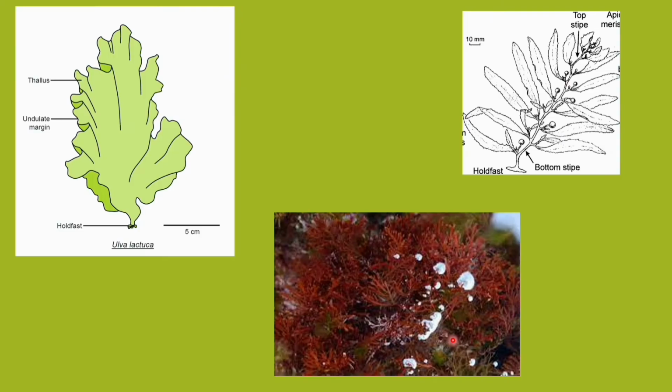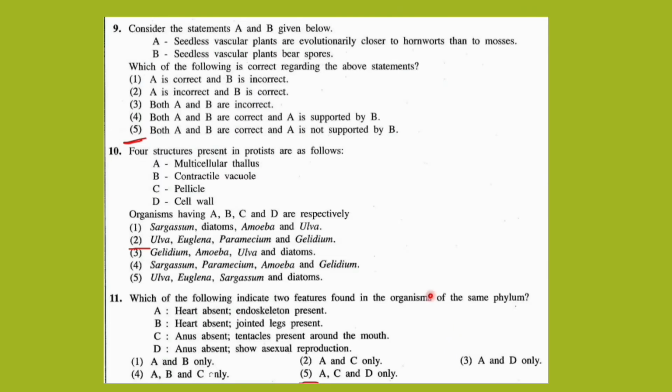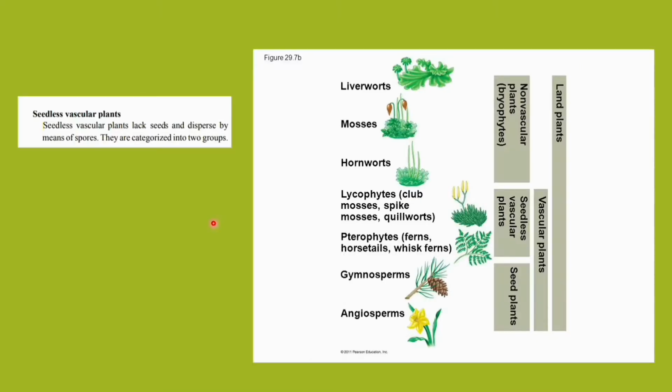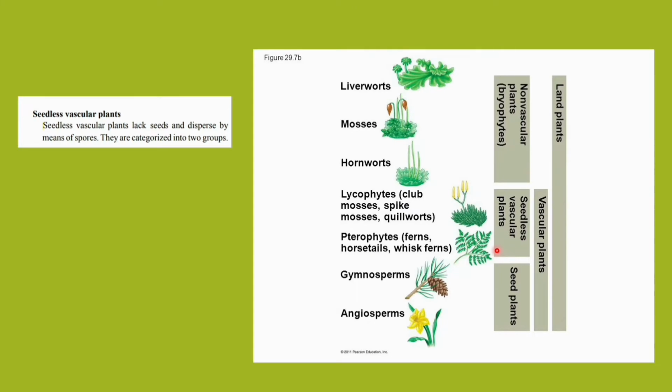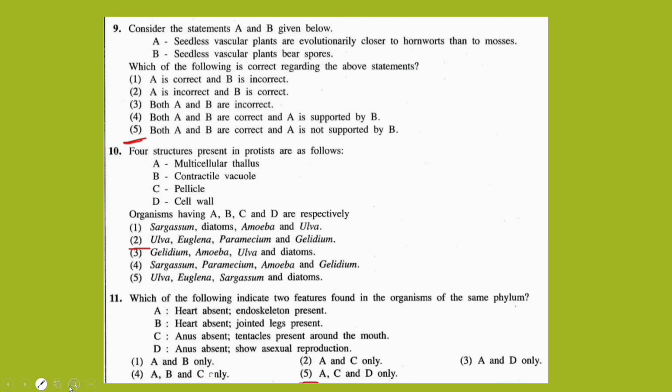So if we consider the answers, multicellular thallus you can find in all these algae. Sargassum, ulva, gelidium are all algae, so they are correct. Then contractile vacuoles, you cannot find them in diatoms. Diatoms are really small organisms and they have cell walls made of silica. They are also called golden brown algae. So yes, they do have cell walls. If we eliminate the wrong answers, we know diatoms are algae, golden brown algae, and they don't have contractile vacuoles.